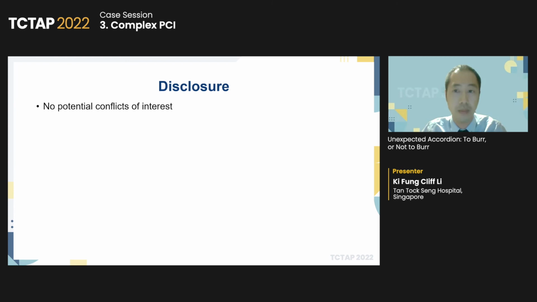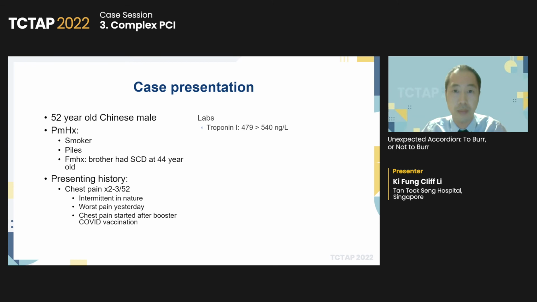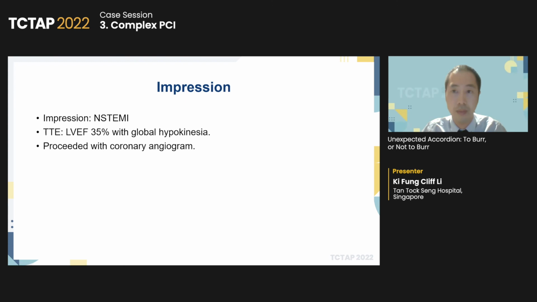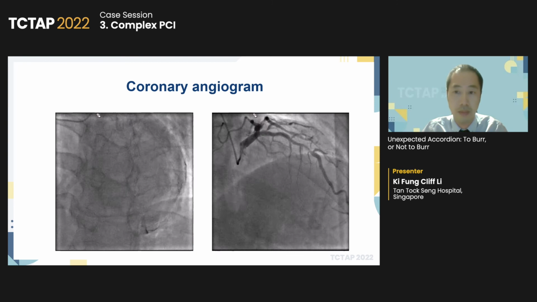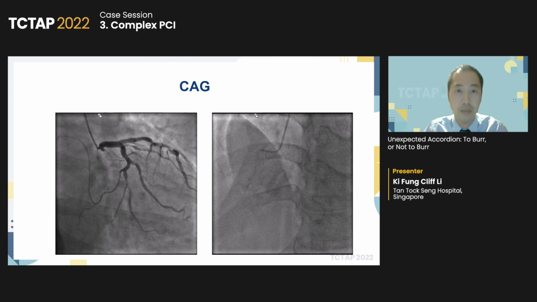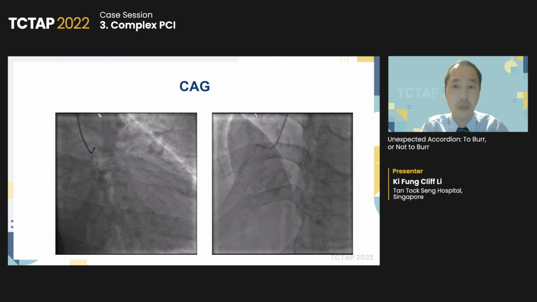This patient is a 52-year-old male, smoker, with a family history of sudden cardiac death, with a 2-week history of chest pain and a raised troponin. ECG was unremarkable. Impression was NSTEMI and an echo shows EF of 35%. We proceeded with a coronary angiogram. The angiogram shows a tight mid-LAD lesion that is calcified. The mid-circumflex was a very tight 90% lesion, and the RCA was heavily calcified and very tortuous as well.